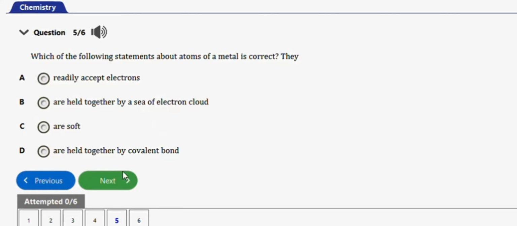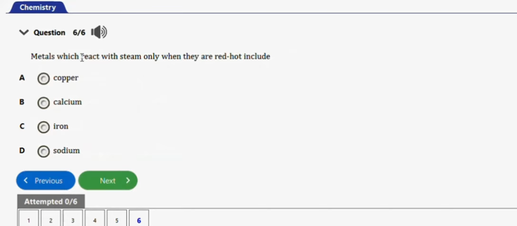The last question before I end this video is this one. It says metals which react with steam only when they are red hot include iron. Option C. So guys, this is basically how you can do problems involving copper for your chemistry problems.